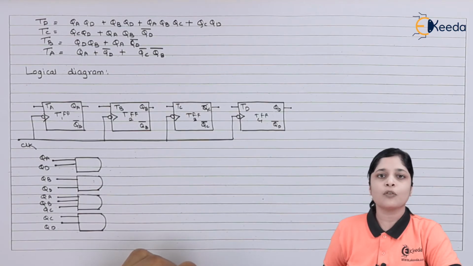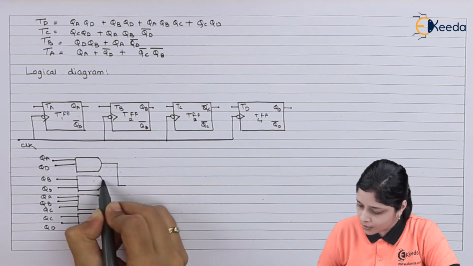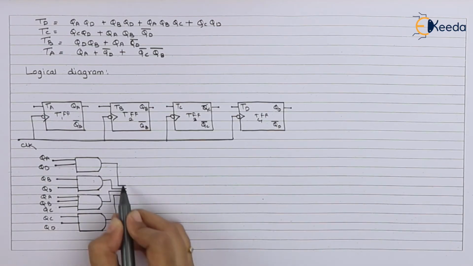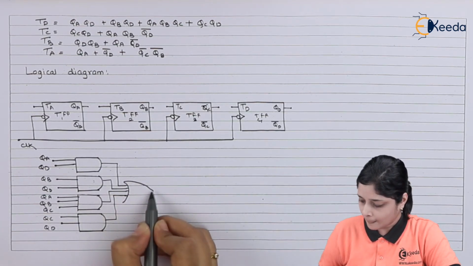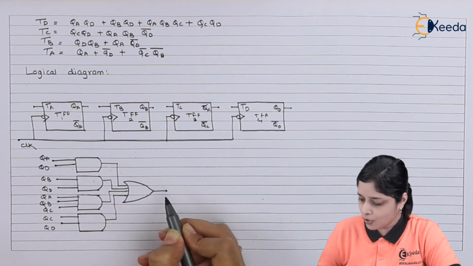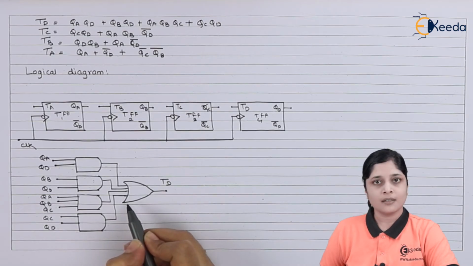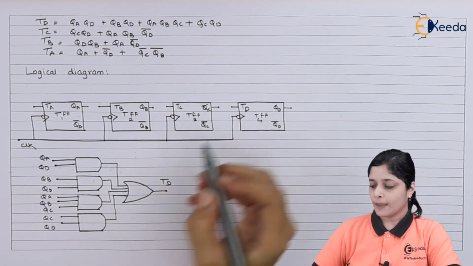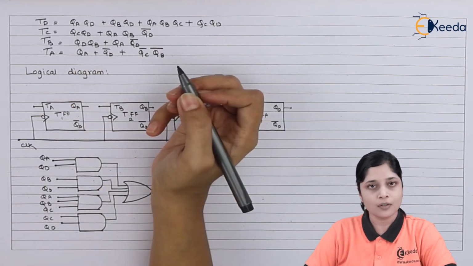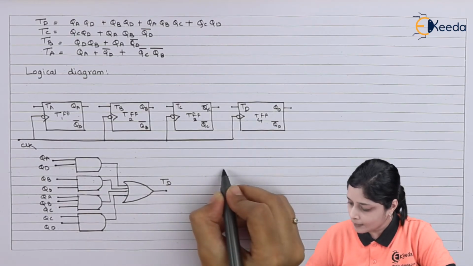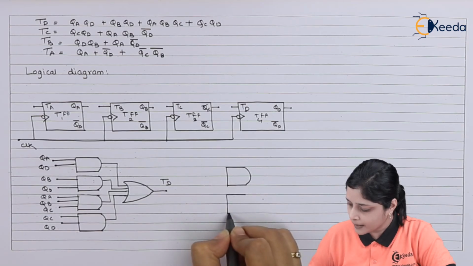We have to take the sum of all the outputs of the AND gates. So we will use here an OR gate because we have to take the logical sum. So with the use of the OR gate you will get the output for TD. This logical diagram you have to apply for the TD. Now we will draw the diagram for TC. For that we require 2 AND gates. So we will draw here 2 AND gates for logical multiplication.